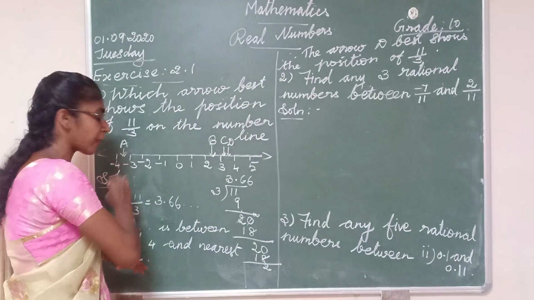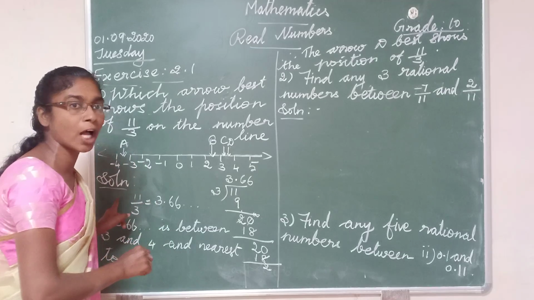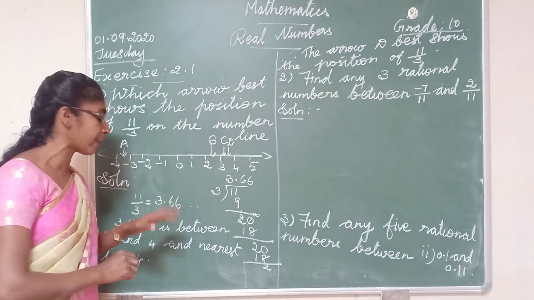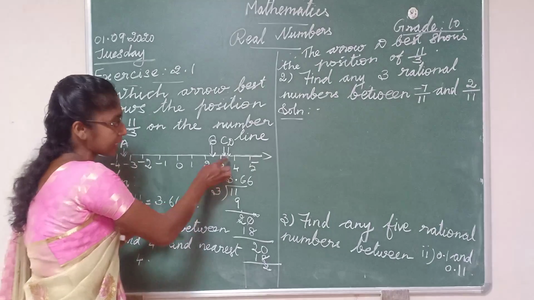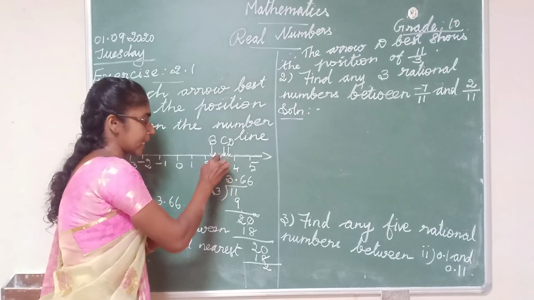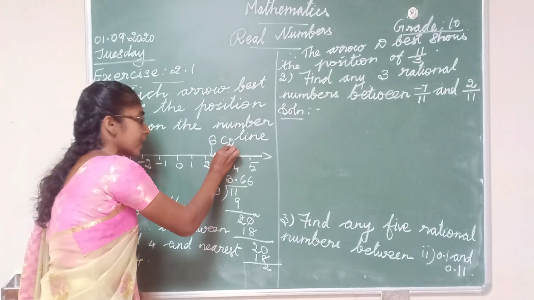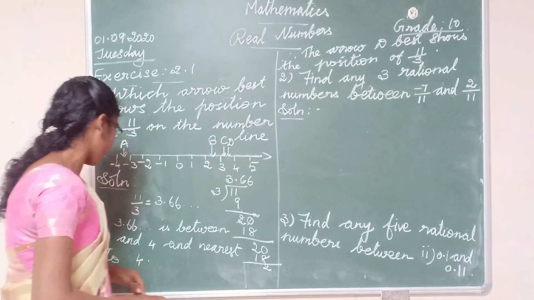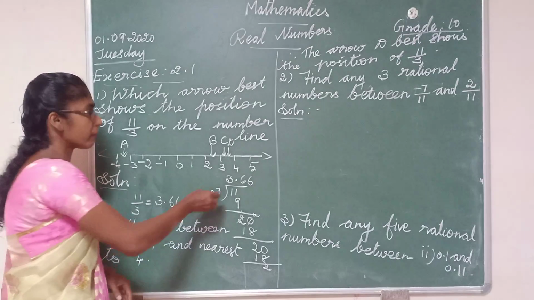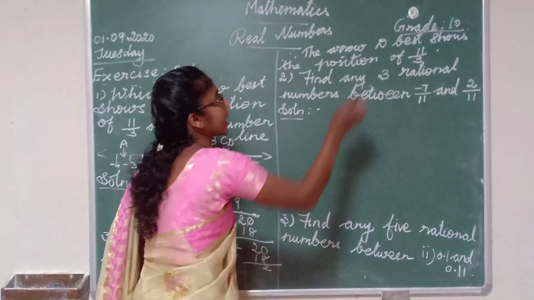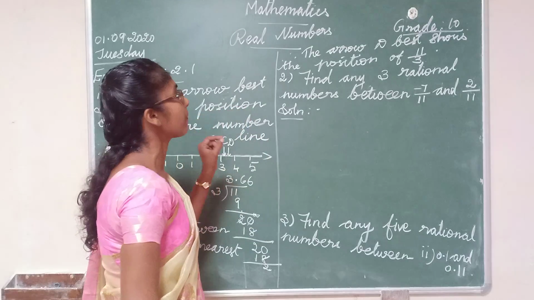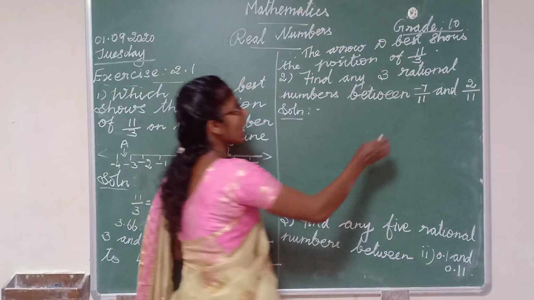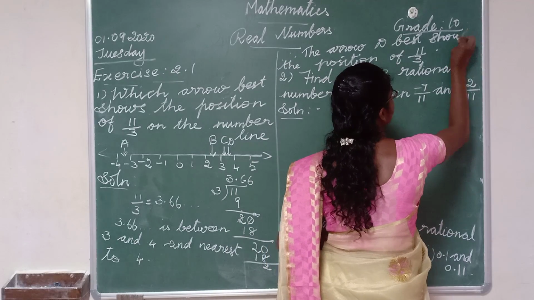First we find the decimal form of 11/3. That is 3.666 etc. It is between C and D, and nearest to 4. Therefore, which arrow? D best shows the position of 11/3. The arrow D best shows the position of 11/3.